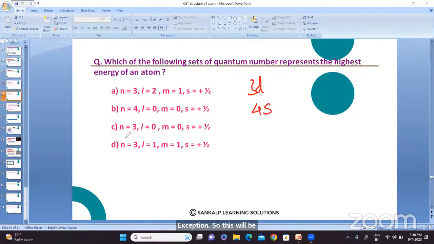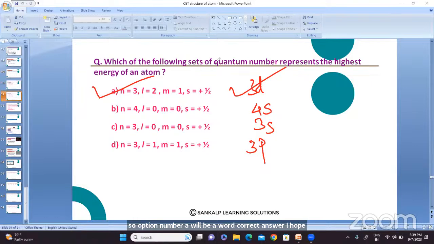Now here again, L is equal to 0. So again, this is also 3S. Then when n is equal to 3 and L is equal to 1, this will be 3p. So which will have the highest energy? It will be 3D. So option number A will be our correct answer.